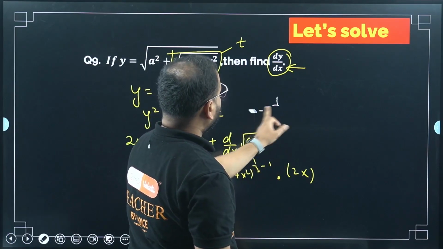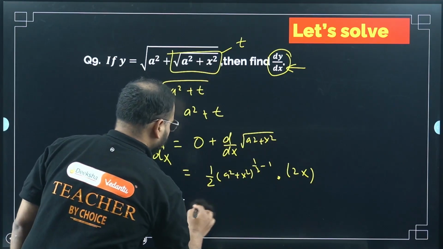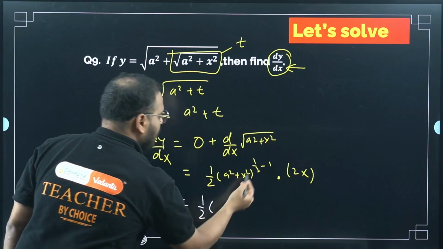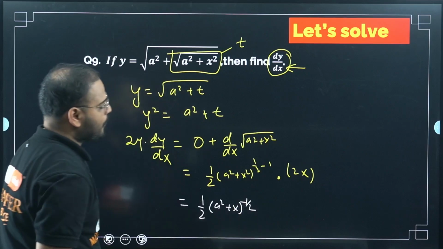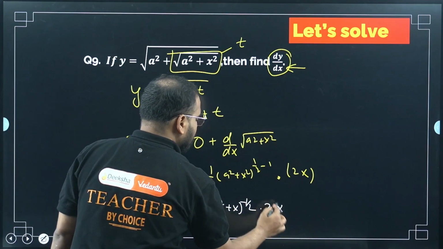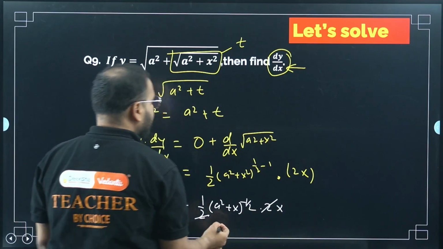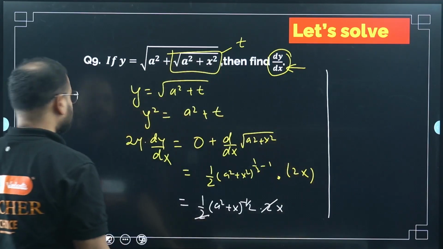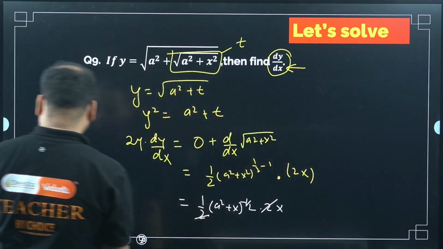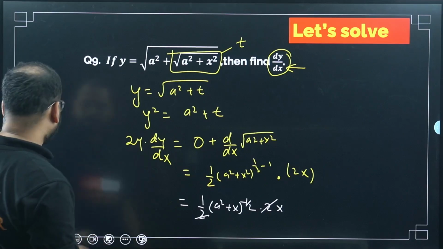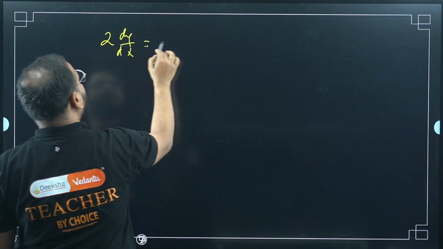Okay. Let's see the next step. What I'm going to get? 1 by 2 times a square plus x square power minus 1 by 2, and this will be simply 2x. I cancel this 2 and 2. Correct? Now what is left over here? Let me write it over here. So far I've got 2y dy by dx equals what?